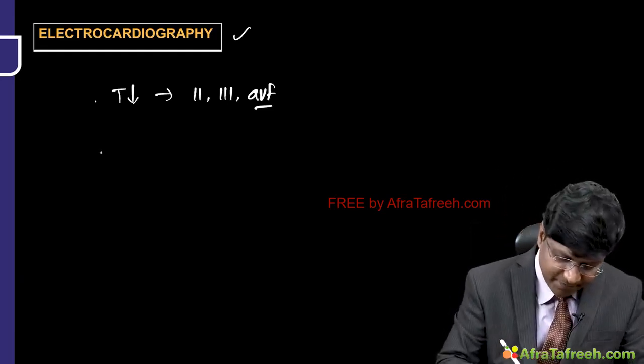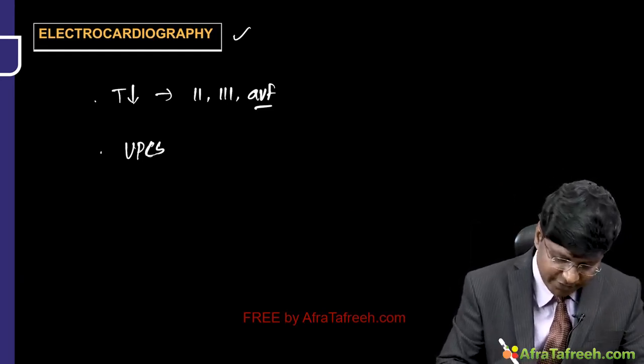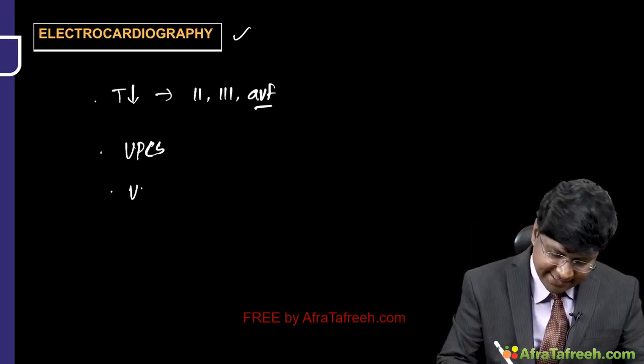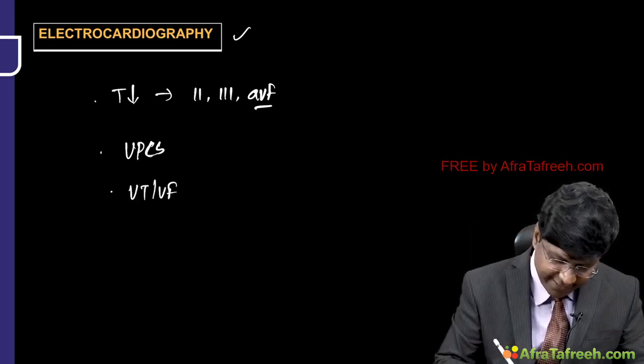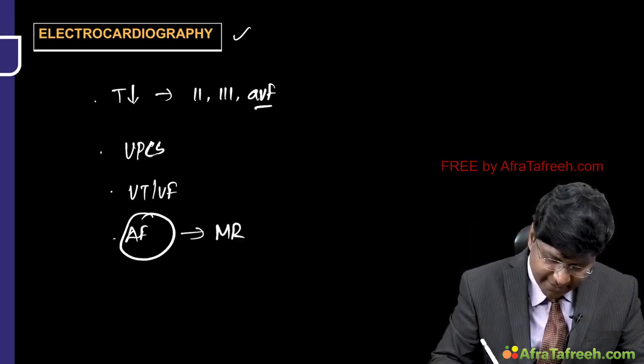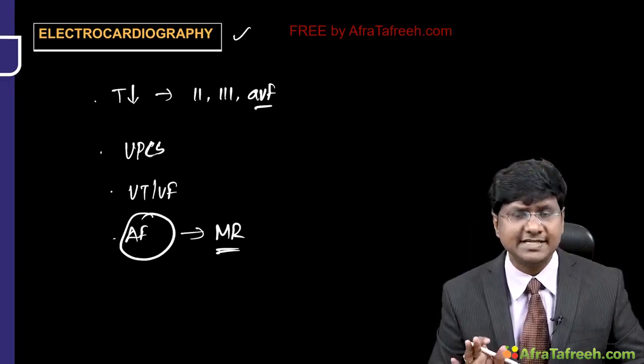And occasionally you can have ventricular premature contractions whenever there is development of arrhythmia from an arrhythmogenic focus. And the ECG may also show VT, VF as well as AF. So AF will develop whenever there is severe MR causing a distended left atrium. So that is about the ECG findings.